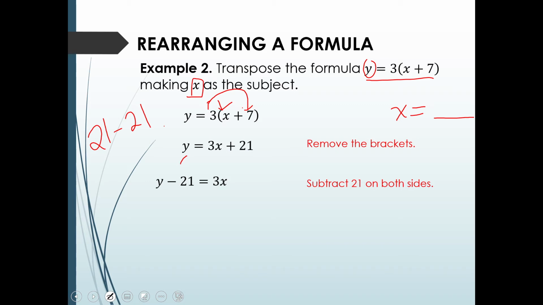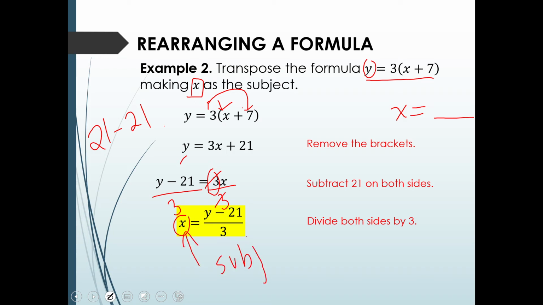Now, in this case, there is a coefficient of x, which is 3. How can we remove this 3? Therefore, we divide both sides by 3. Divide here by 3, divide here by 3. The 3 will be gone, then we rearrange. Therefore, x is equal to y minus 21, all over 3. So this is our goal, where x is the subject.